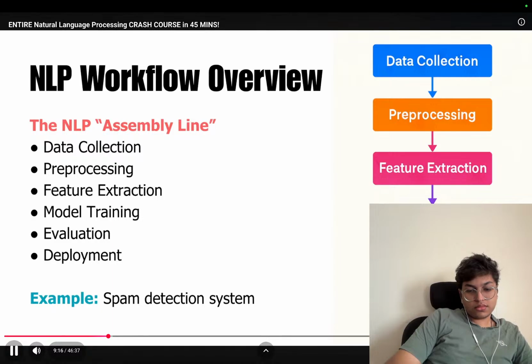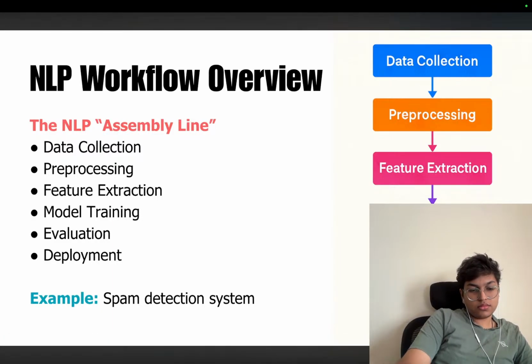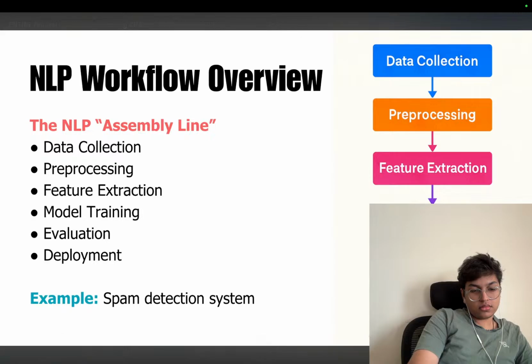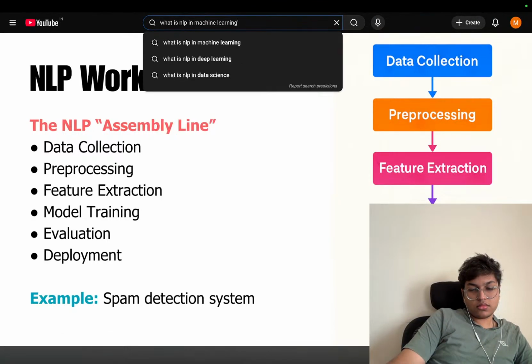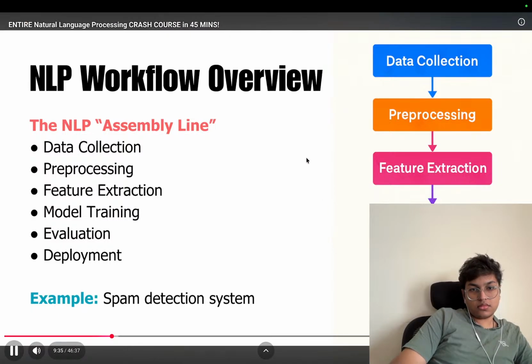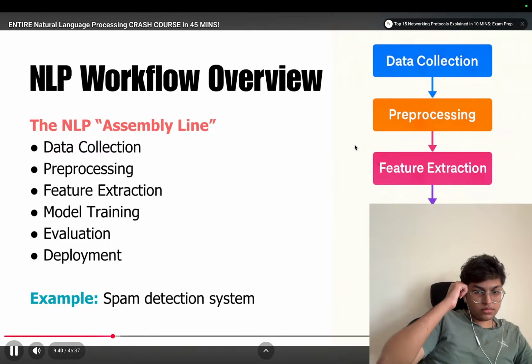Raw text goes in at one end, and an intelligent, task-ready model comes out the other. The exact details vary by project, but the core pipeline usually includes these stages: data collection, pre-processing, feature extraction, representation, model training, evaluation, and deployment. Let's walk through each stage. To make it real, we'll use an example project: spam detection for emails.